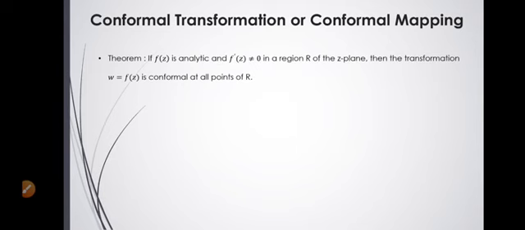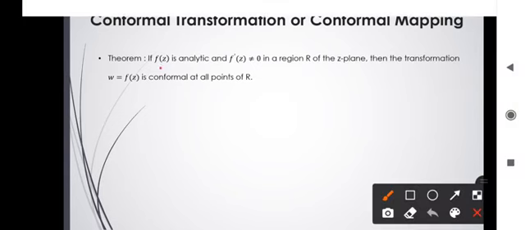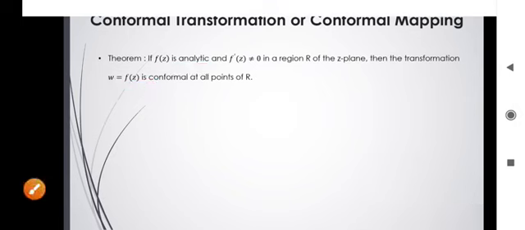There is a theorem: if f of z is analytic and f dash of z is not equal to 0 in a region R of the Z plane, then the transformation W equal to f of z is conformal at all points of R. That is, if f of z is analytic, the corresponding transformation W is conformal. Only the statement is required as per your syllabus. There is no expectation of proving this theorem.